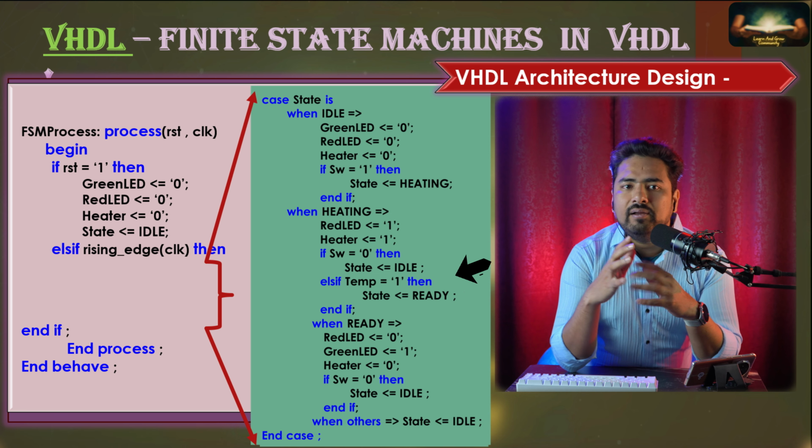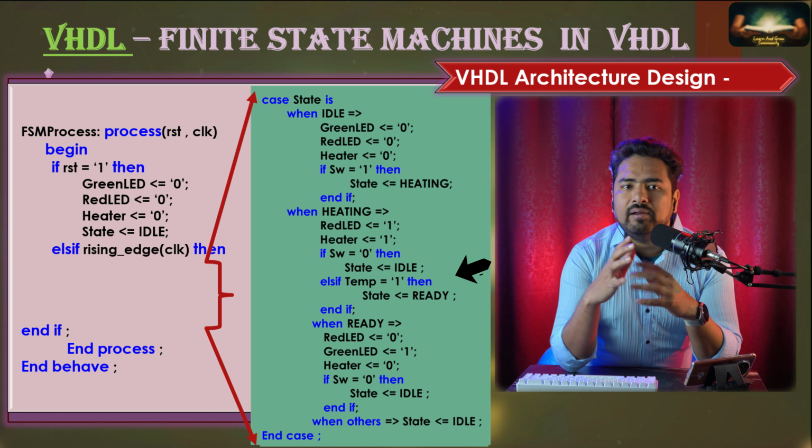You should also specify your third transition here: when the switch is not released and your desired temperature is not met. At this point, we should stay in this state. This means that under this condition, your next state will be the heating state itself. This is called a self-state transition, although I have not written it just to keep it simple at the moment.